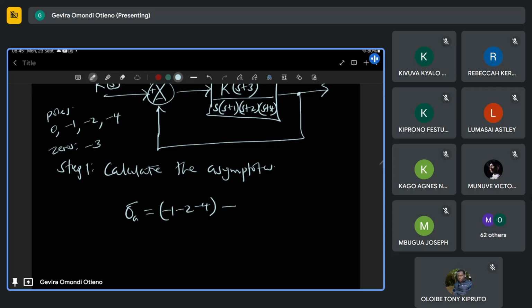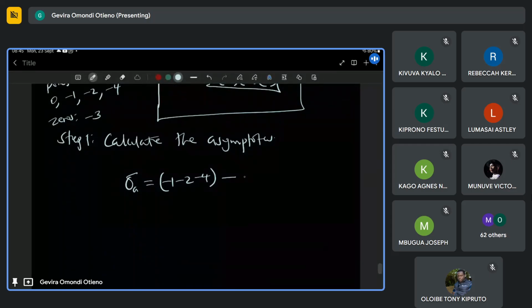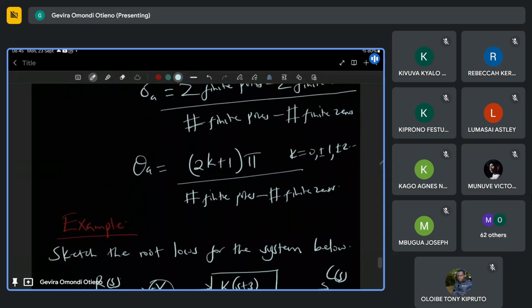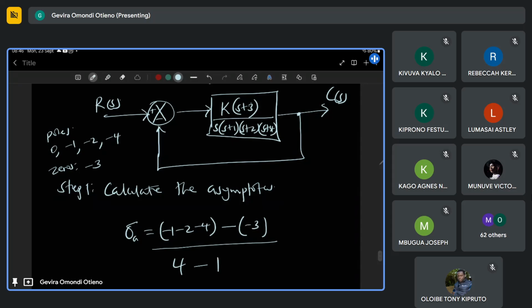Then you subtract the sum of the finite zeros. We only have 1 zero at -3. Divide by, so notice this is the sum of the finite poles. The second one is the sum of the finite zeros. Divide by the number of finite poles. How many finite poles do we have? 0, -1, -2, -4. There are 4. How many zeros do we have? We have only one finite zero. So if you get your solution here, this is -7 minus -3. That should give you -4/3.